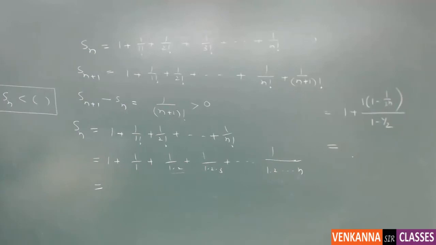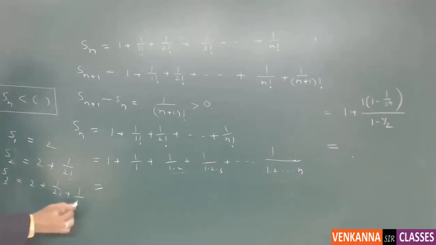So with that simple clarification, let us do it like this. If you take S1 from the definition of the sequence, what will it be? 2. What will be S2 from the part? You should give it in the form of the expression given there. So you can say that it is 2 plus 1 by 2 factorial. Is that correct? So if you write S3, it is 2 plus 1 by 2 factorial plus 1 by 3 factorial.